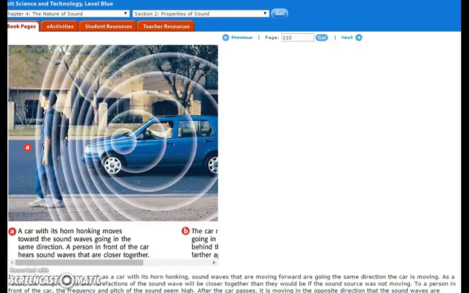Could you explain the Doppler effect to the party guest? Not quite sure what it is.